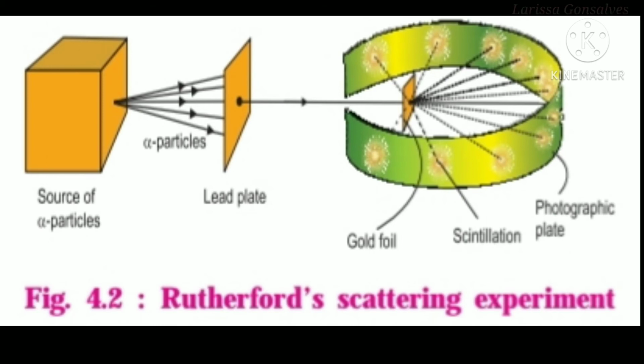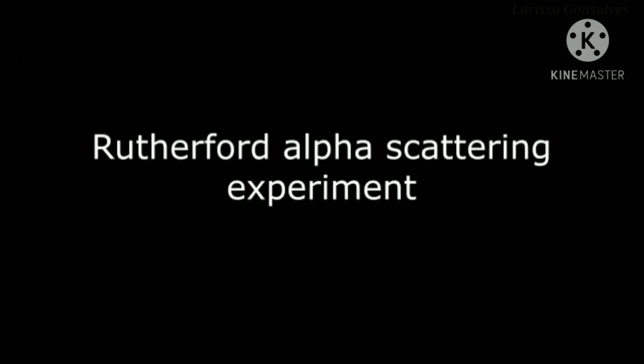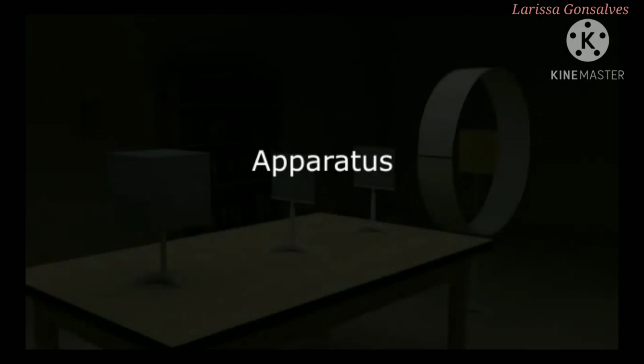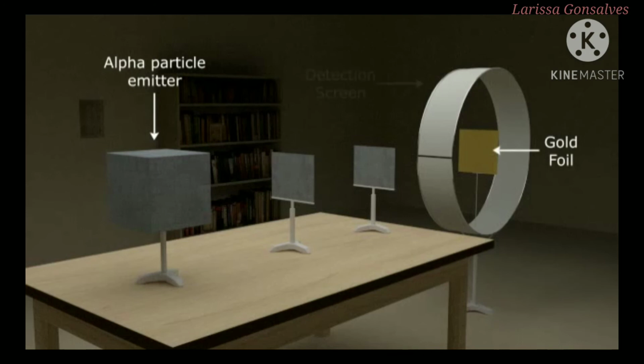Here is a video which shows the construction for the scattering of alpha particles. This is the apparatus for the alpha scattering experiment. So you have a box here which is the source of alpha particles. Then you have the gold foil placed inside the detection screen, and the two slits here are made up of lead.